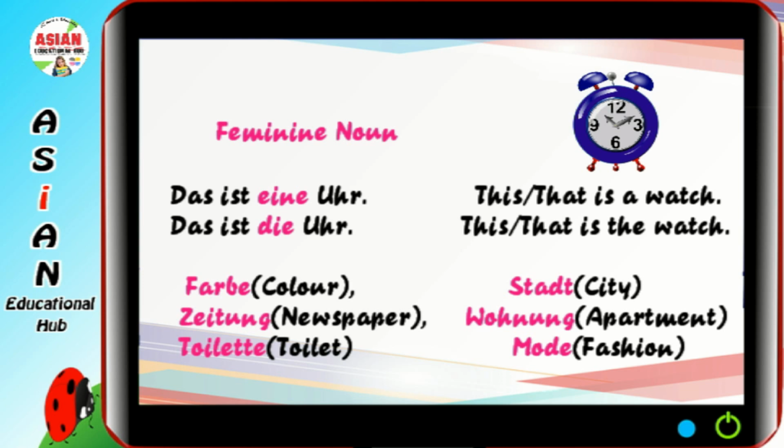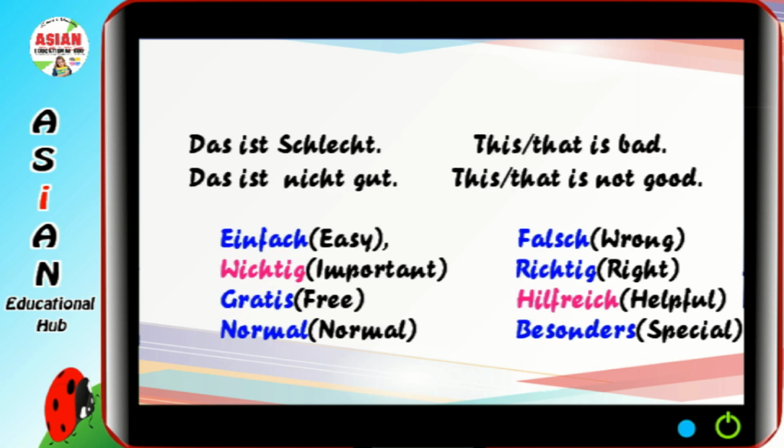Feminine noun. Das ist eine Uhr. This or that is a watch. Das ist die Uhr. This or that is the watch. Some words here: Farbe, color. Stadt, city. Zeitung, newspaper. Wohnung, apartment. Toilette, toilet. And Mode, fashion.